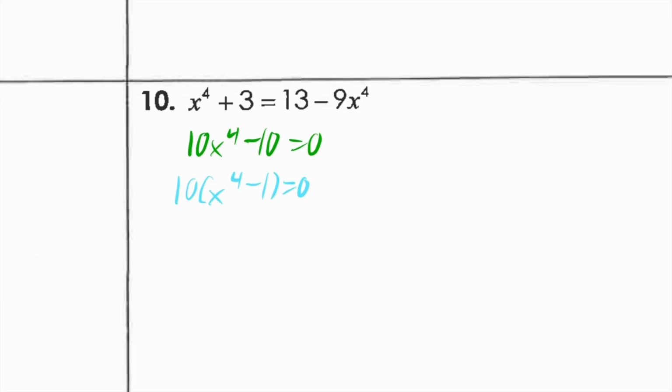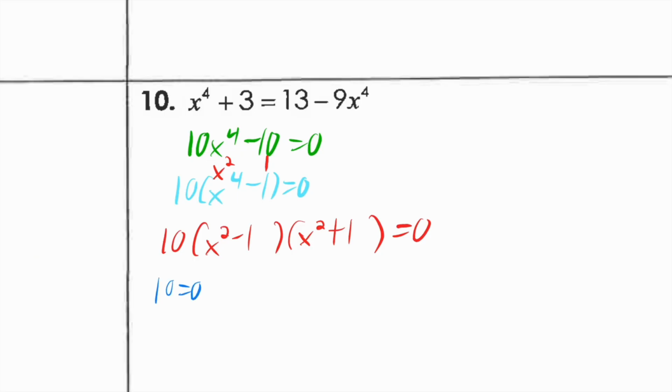X to the fourth is a perfect square, x squared times x squared, and 1 is a perfect square, 1 times 1. So I'll have 10 out in front, and I'll have x squared minus 1, as well as x squared plus 1, with either parenthesis coming in either order. And I could factor this one further into x minus 1 and x plus 1. However, personally, I just prefer to go ahead and start solving by square rooting at this point.